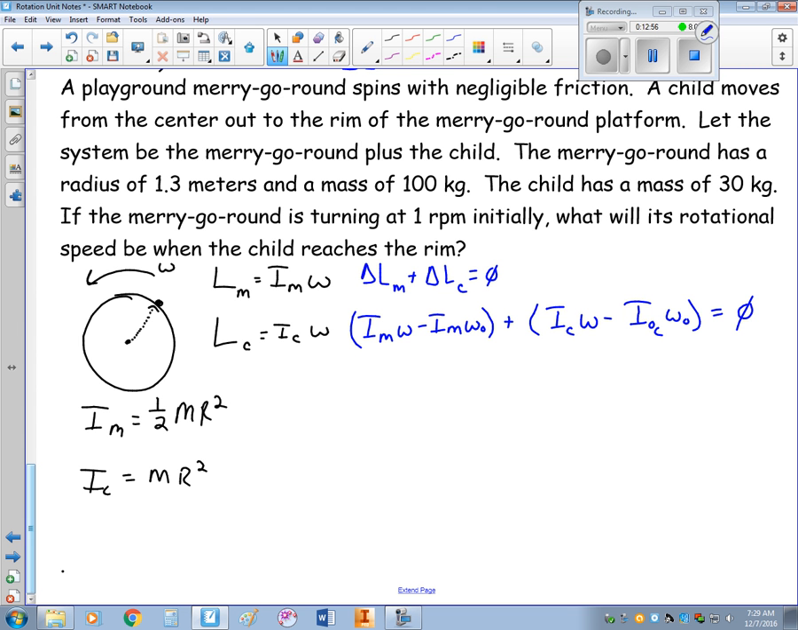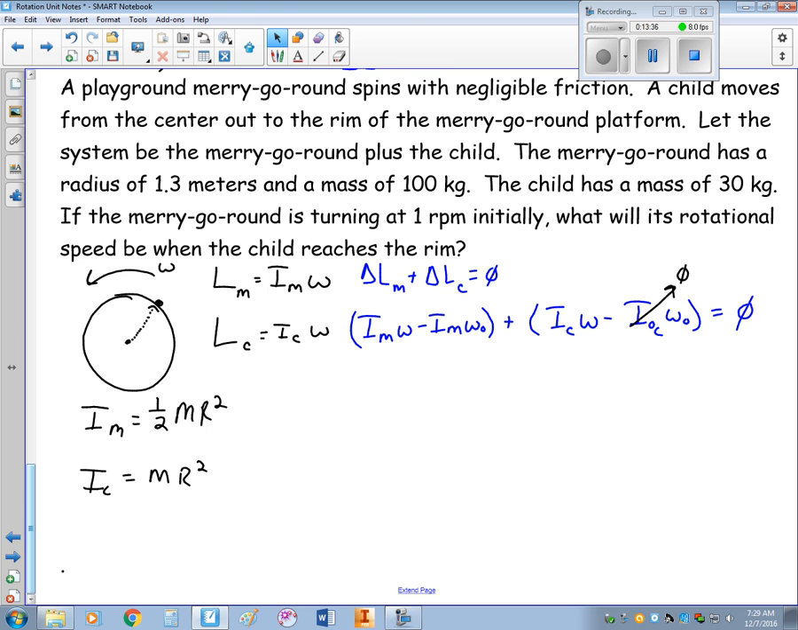All right, now let's think about this. I didn't bother putting an m or a c beside the omega because the child's attached to the merry-go-round, so the child merry-go-round system will share final and initial angular speeds. The initial moment of inertia for the child will be 0. The reason for that is because the child is starting at the very center of the merry-go-round. So the child's initial radius is 0. So that's why that's gone.